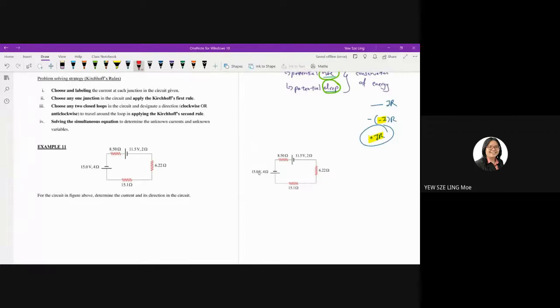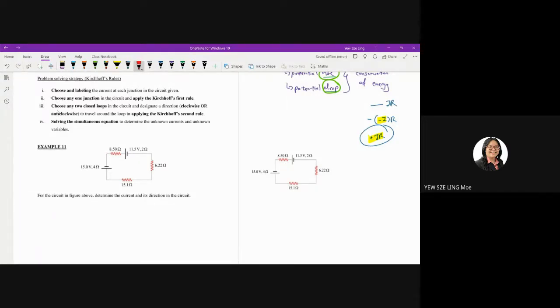So we will try both. We will see what happens if I have current flowing in the clockwise direction and current flowing in the anti-clockwise direction. And then choose any one junction if you have a two-loop question. If you have just one loop, then you can skip step number 2.